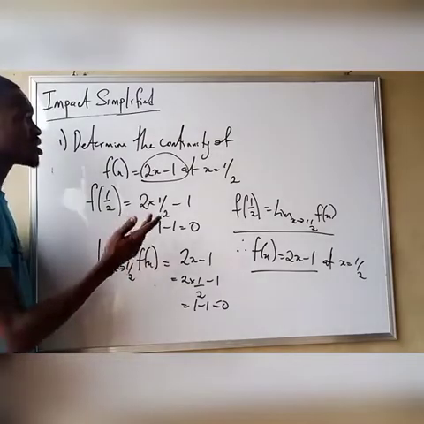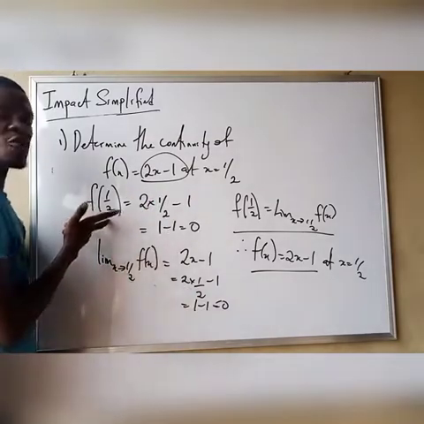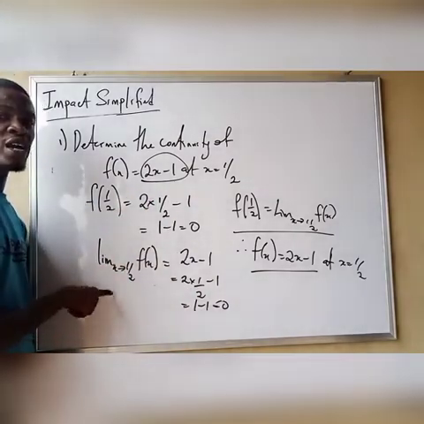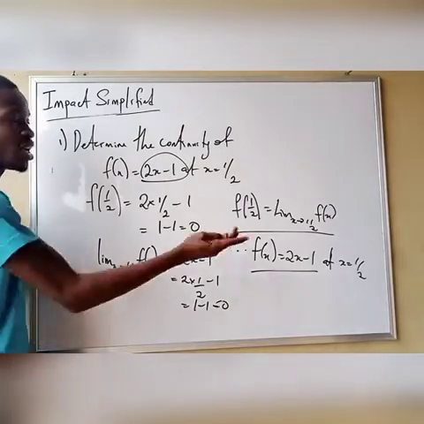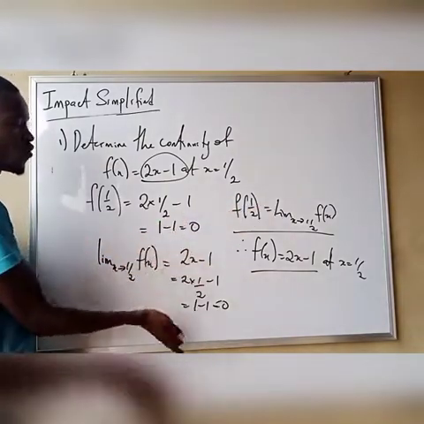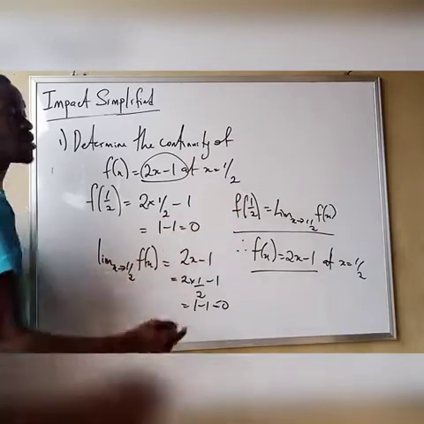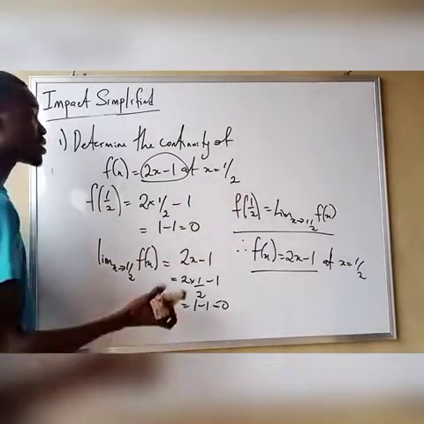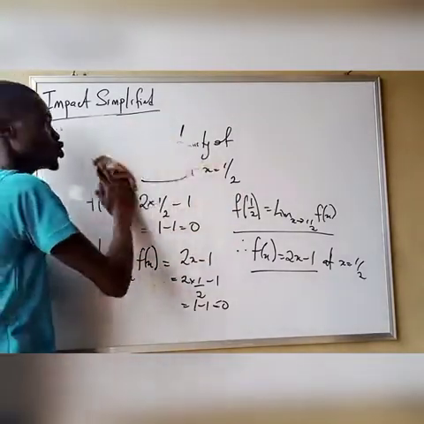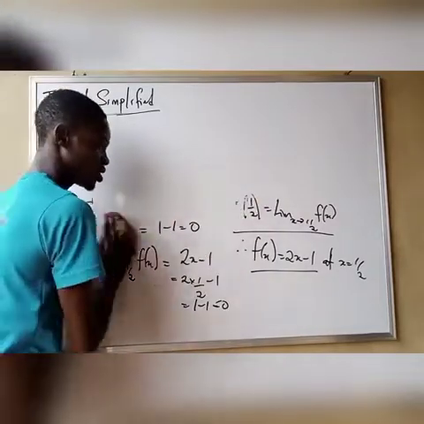They said determine the continuity of this. Find your f of x, find your limit of f of x of that function. And now we have looked for those two things. That means they are the same. So when they are the same, that makes the function to be continuous.